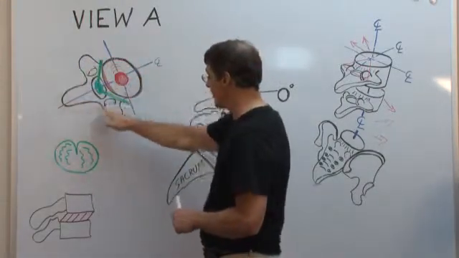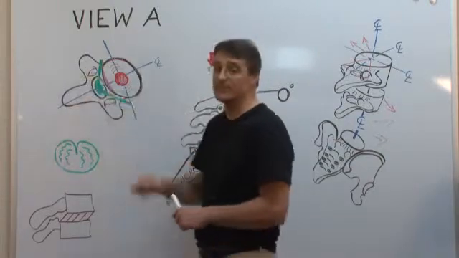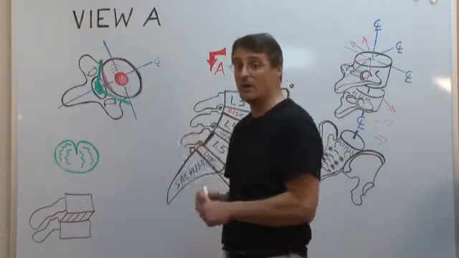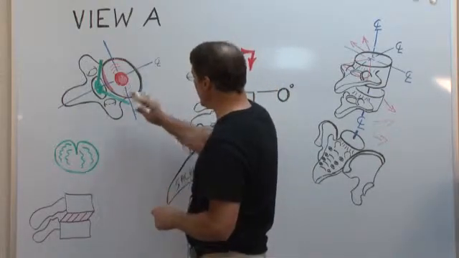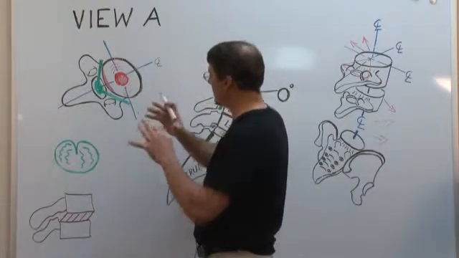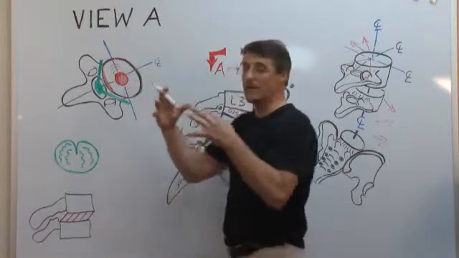Here we have the posterior part of the spine with the two facets. Okay, there's our tripod joint complex. So anytime we injure the disc, it bulges out to the side.